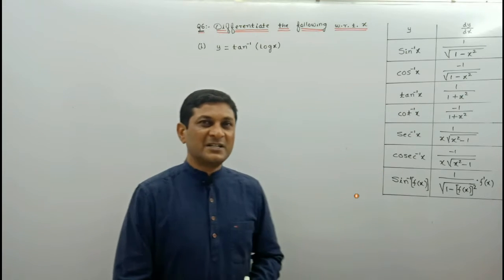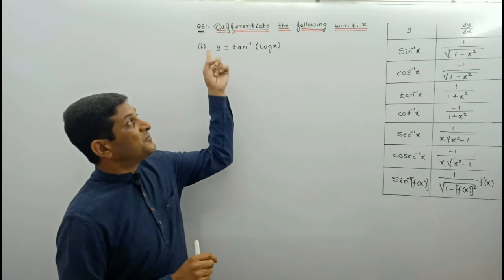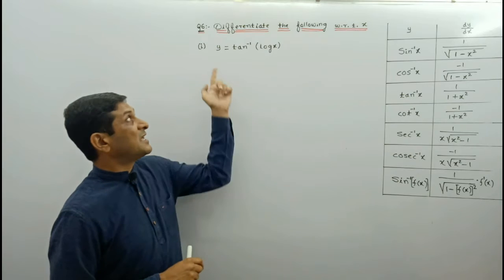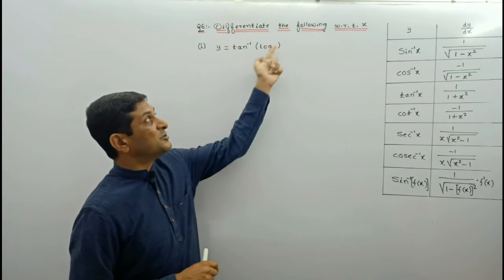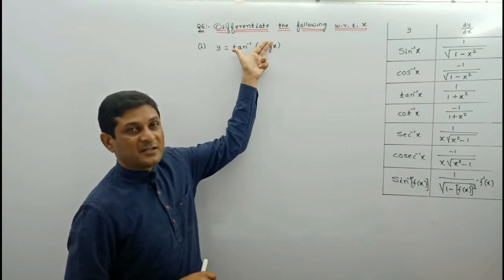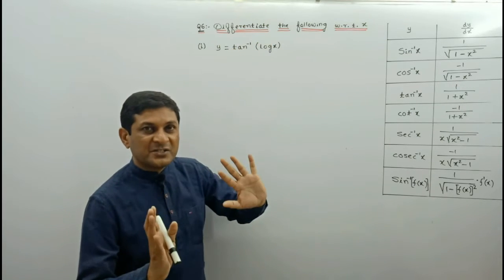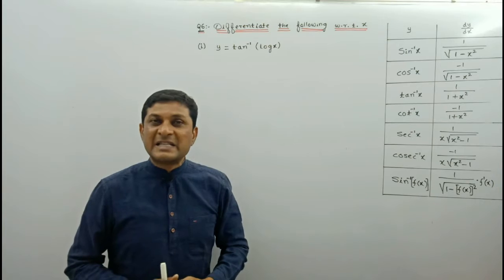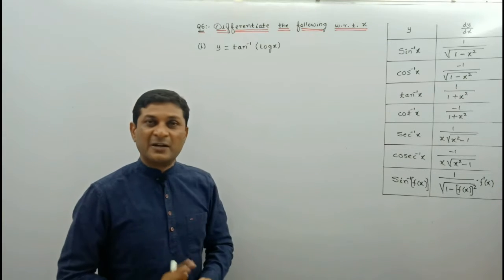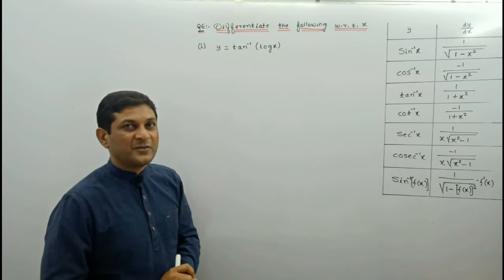See, in question number 6, we have to differentiate the given functions with respect to x. So observe the first example, y is equal to tan inverse of log x. This means that instead of x, if another function is given, at that time we can say that it is a function of function, meaning it is a composite function. And we have some formulas to find the derivative of a composite function.